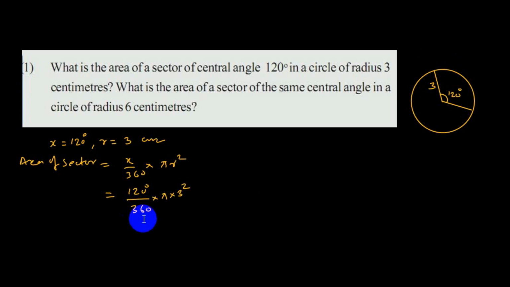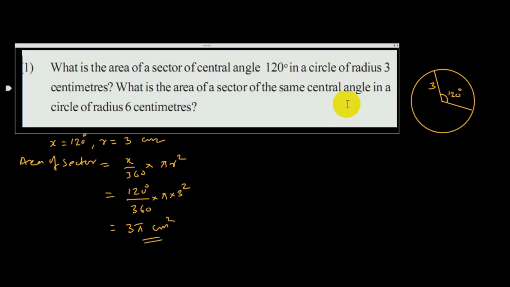Therefore, 3 will be there in the denominator. On cancellation of this 3 in this 3 square, one 3 is left. Therefore, 3 pi will be the last result we obtain. 3 pi centimeter square is the area of this sector.